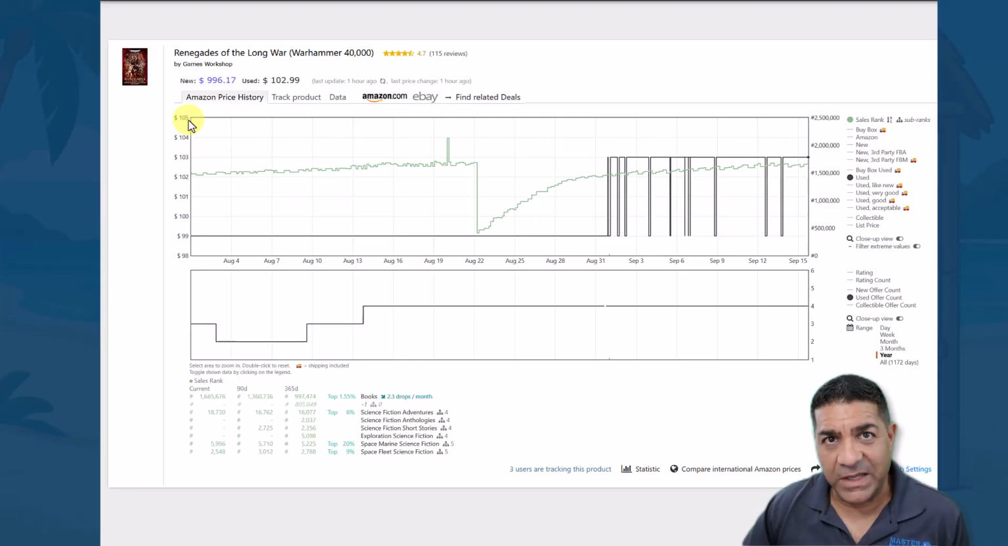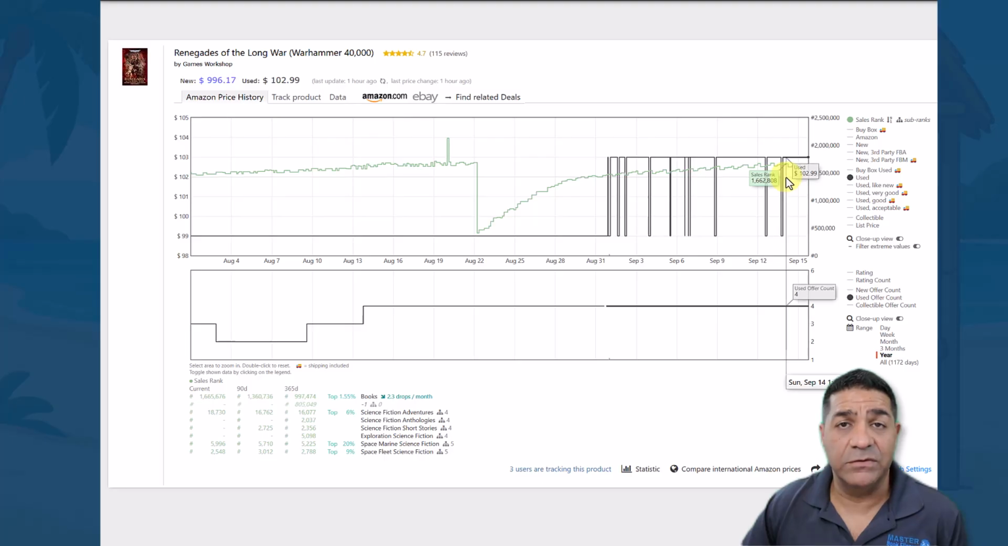And also now this black line reveals that there were several price drops that occurred, right? A whole bunch of them from $99 up to $102. Now that's not even a huge price jump, right? It's just a few dollars.